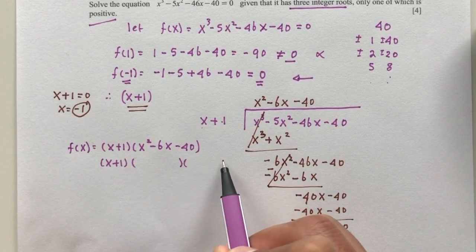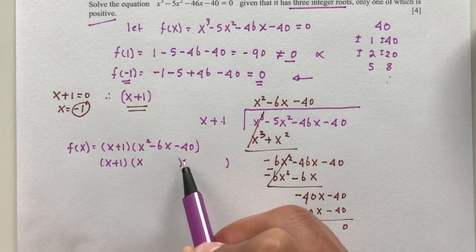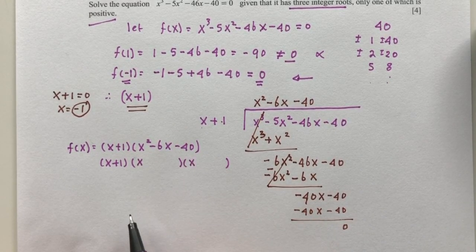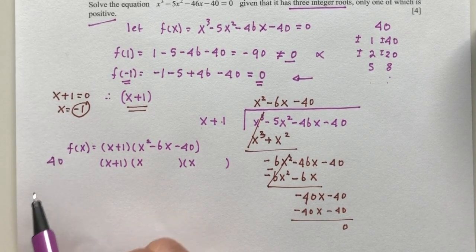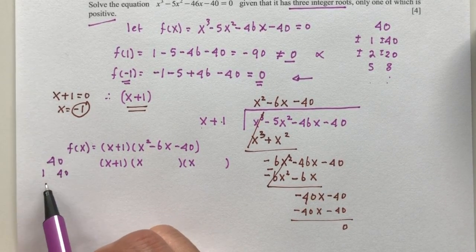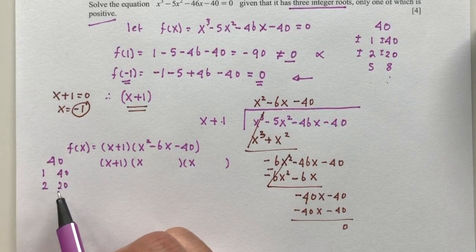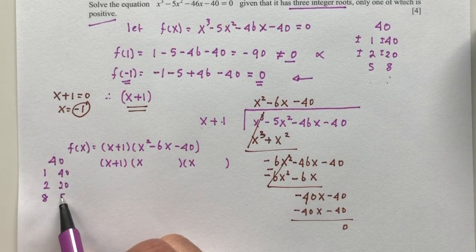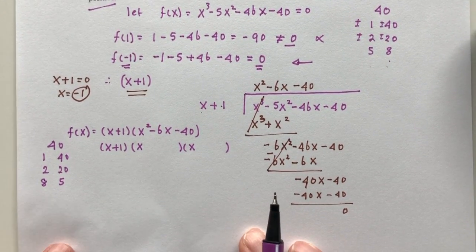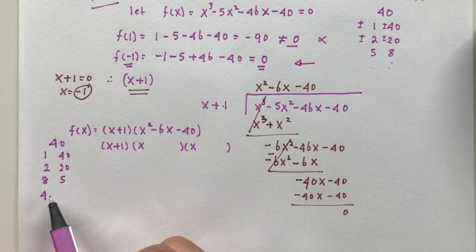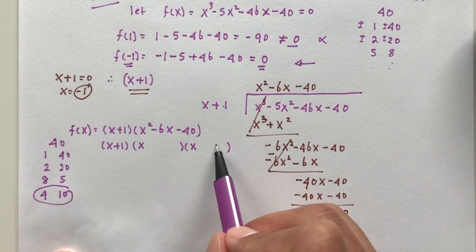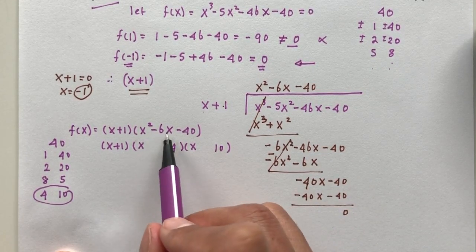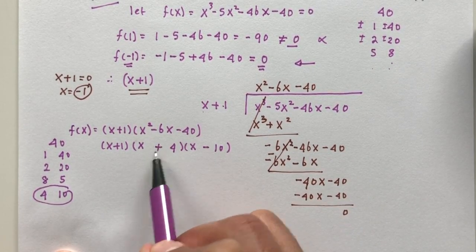That will be 2 brackets. x squared is x times x. 40 is what value we can choose. So let's see what factors of 40 do we have. We have 1 times 40, 2 times 20, we have 8 times 5, and what else do we have? We have 4 times 10. Right, so we have to choose 4 times 10 in this question. So let's choose 10 here and 4 here. For it to become minus 6, it has to be minus 10 plus 4.